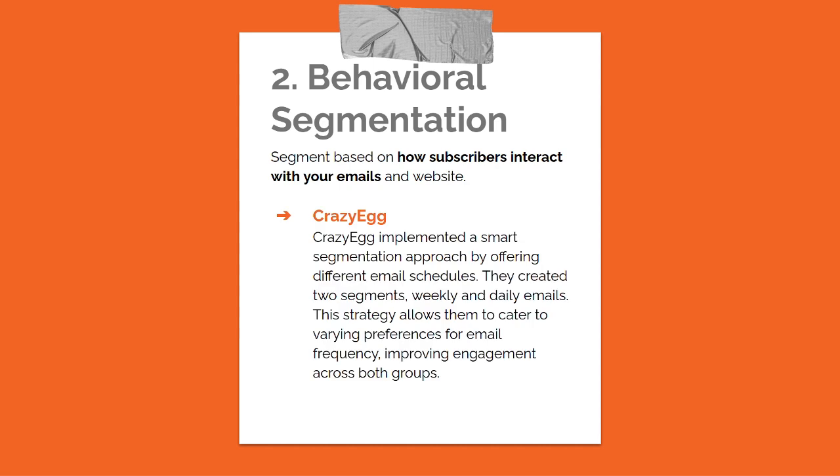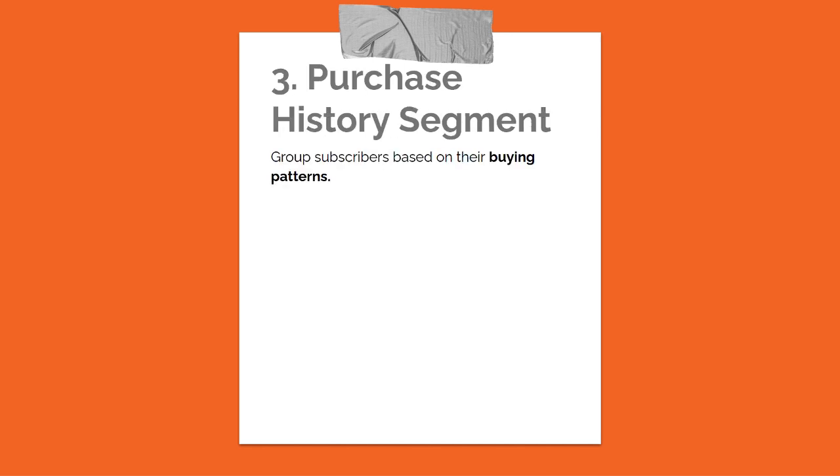You can also have a behavioral segmentation, and this segments people based on how subscribers interact with your emails and your website. So for example, Crazy Egg implemented a smart segmentation approach by offering different email schedules. They created two segments. One is weekly and the other for daily emails. And this strategy allows them to cater to varying preferences for email frequency, improving engagement across both groups.